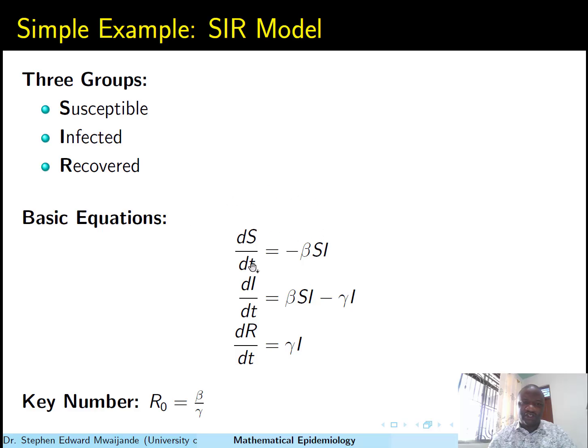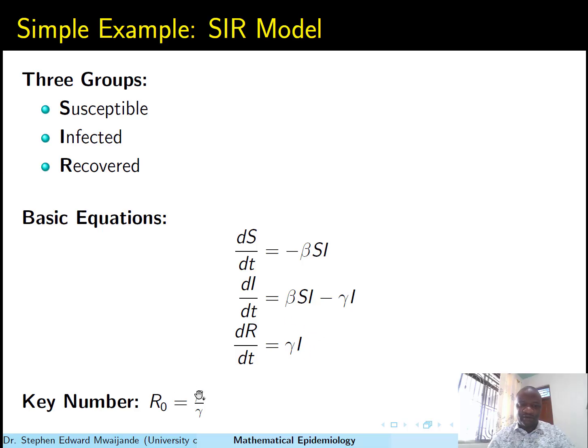The basic equations for the SIR model: dS/dt is equal to minus beta SI, where beta is the transmission coefficient. The outflow of S is the input to I, minus gamma I. Gamma is the recovery rate, at which individuals who are sick recover. They move from I to R, recovering at some rate gamma. Gamma I is the inflow: those people who recovered are now joining the immune population.